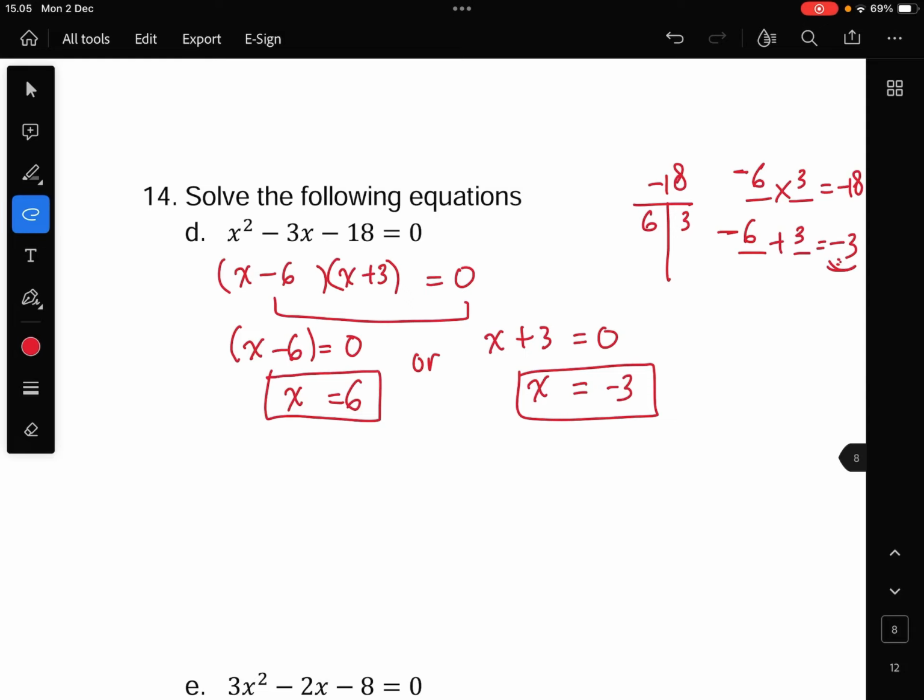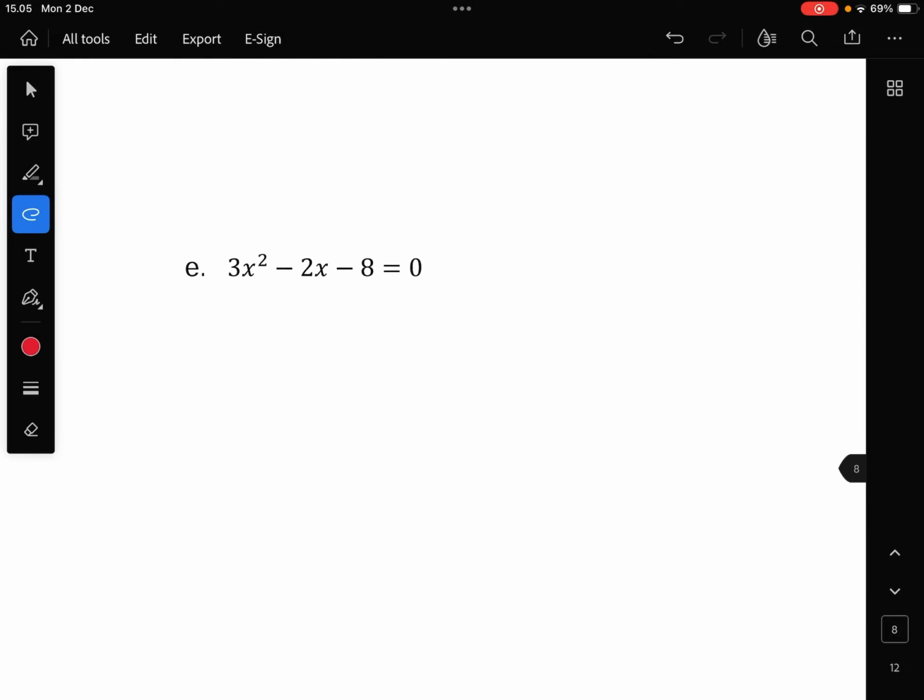Done for number 14D. Now let's move on to number 14E. If you have it like this, again, you have to multiply it by 3 with the 8, so that you will have x squared minus 2x minus 24 equals 0.